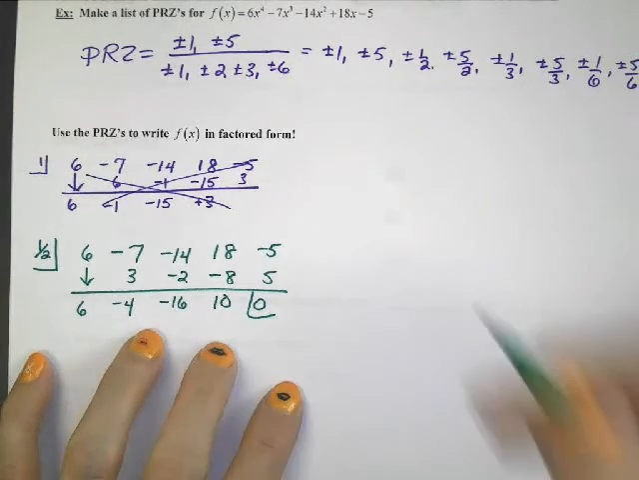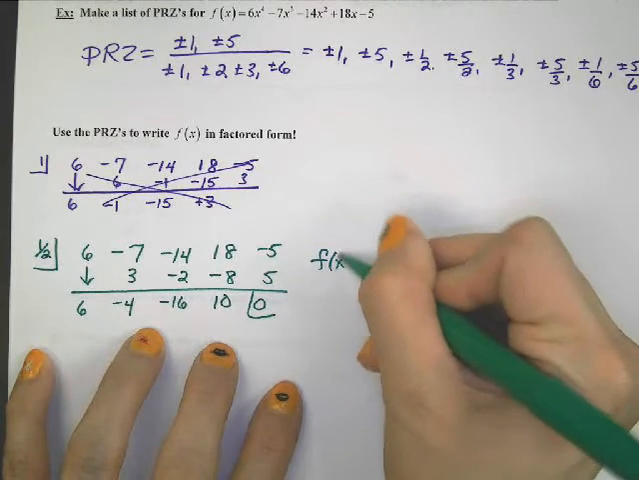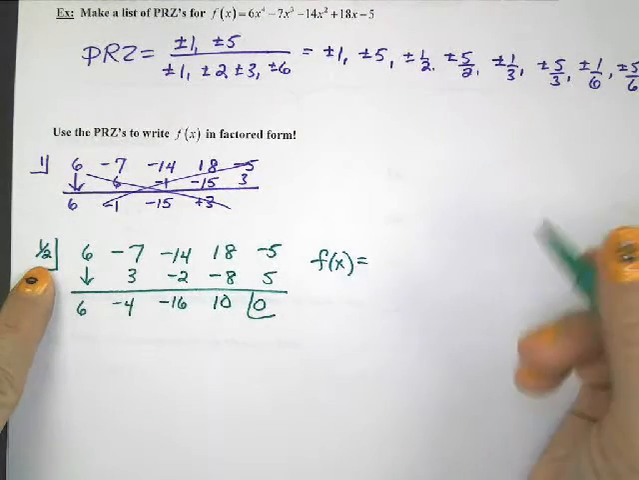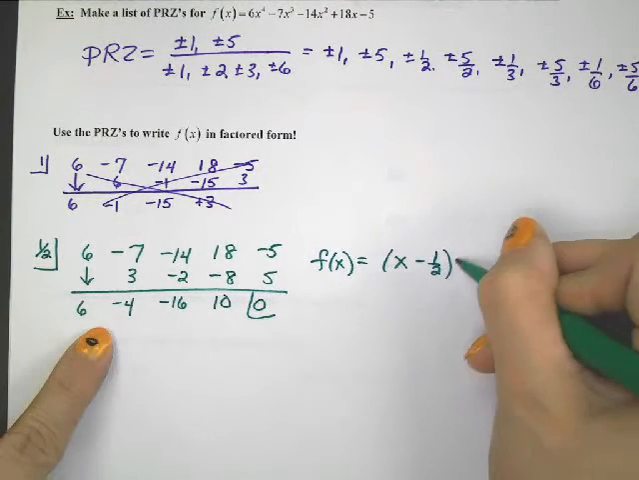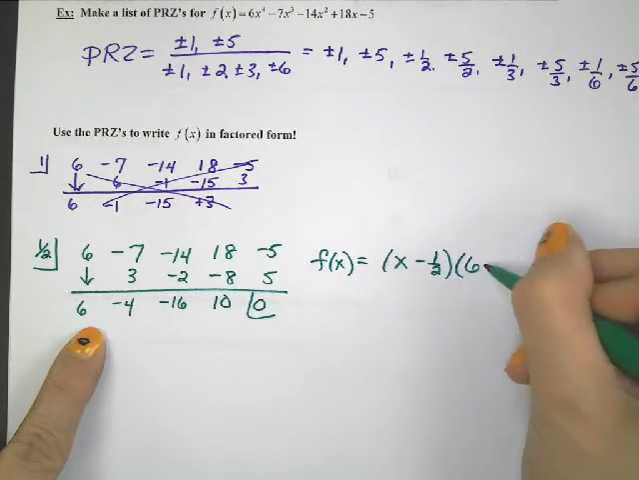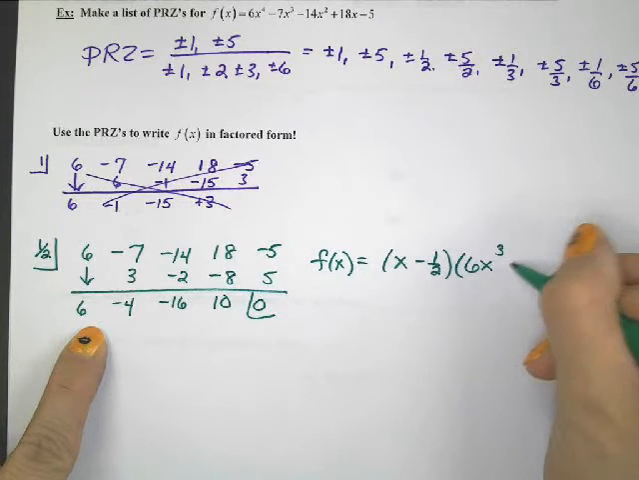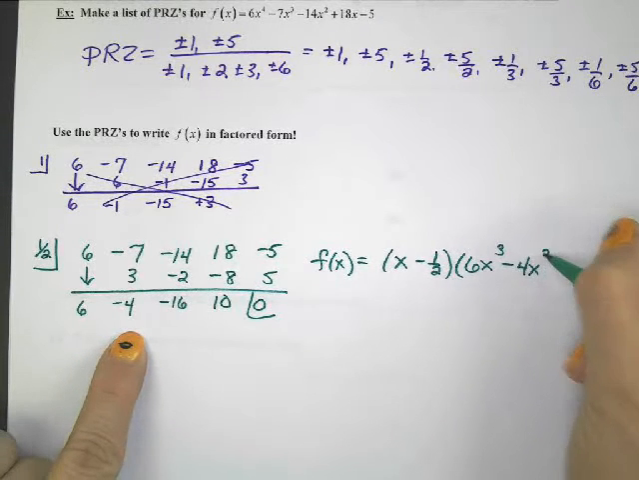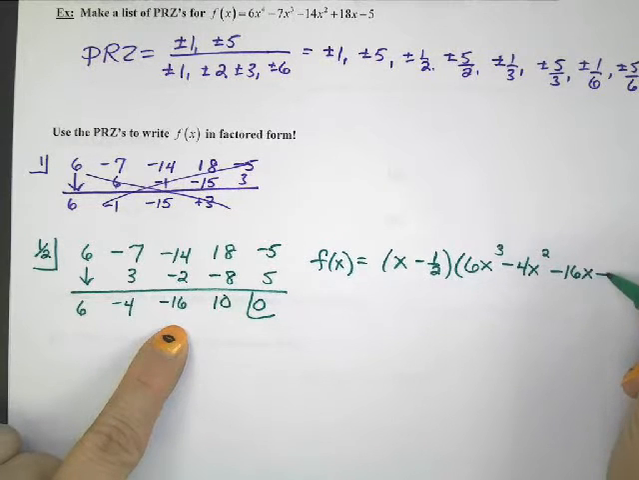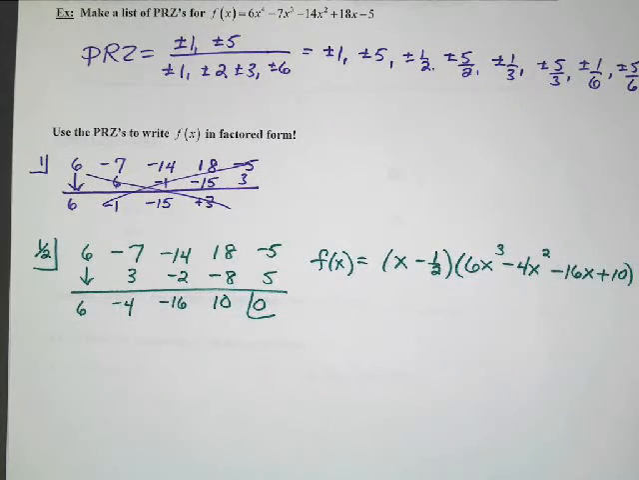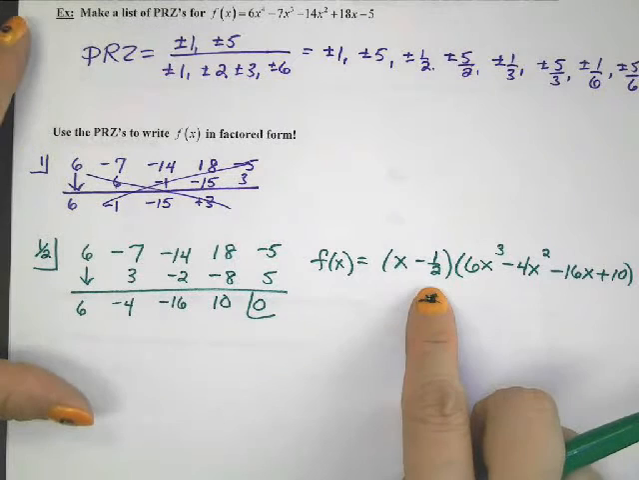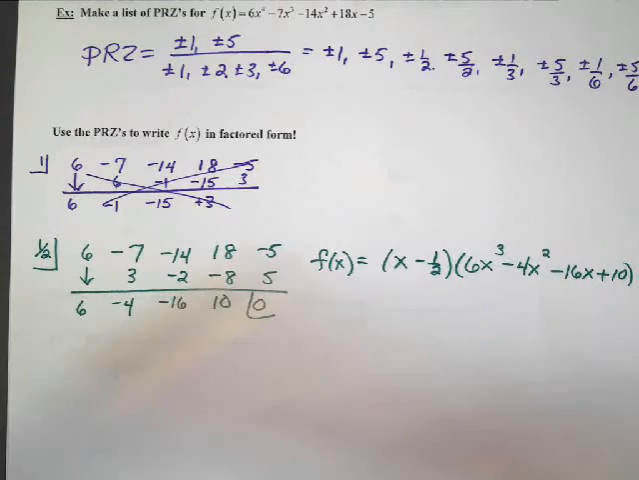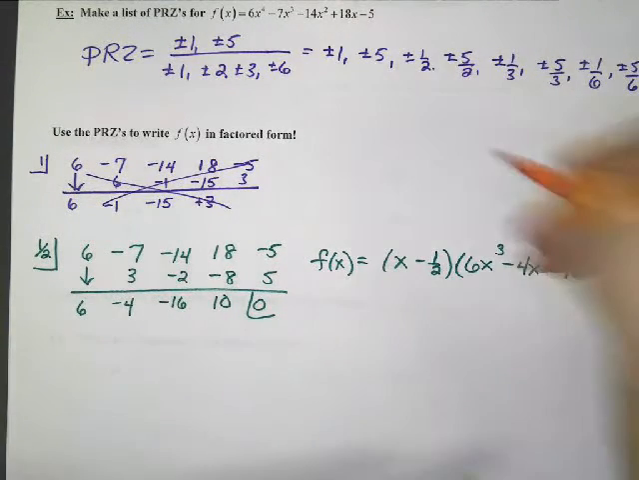As soon as you find one, your job is to write f of x in factored form. The first factor we found was x minus a half. And then our polynomial is 6x to the third minus 4x squared minus 16x plus 10. Now, this looks kind of weird because we're not used to seeing numbers like this. Okay, so let me give you a little hint here.